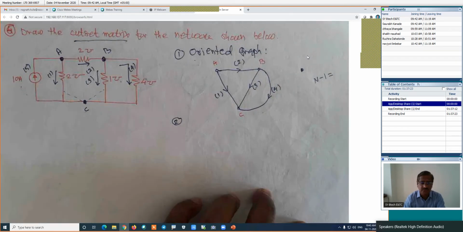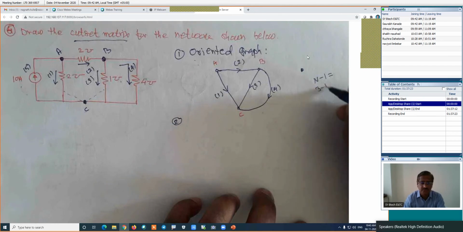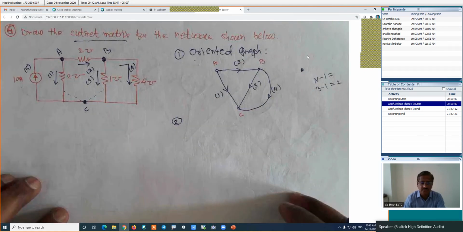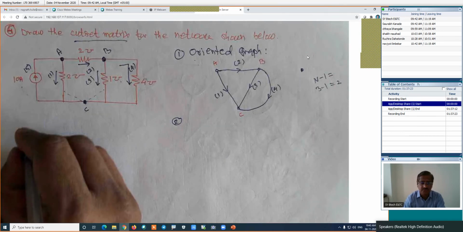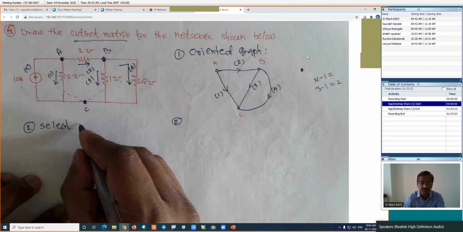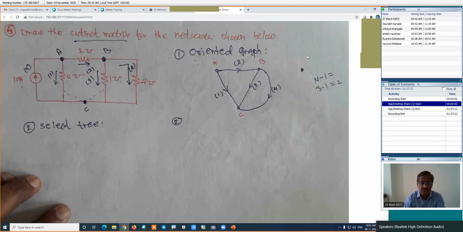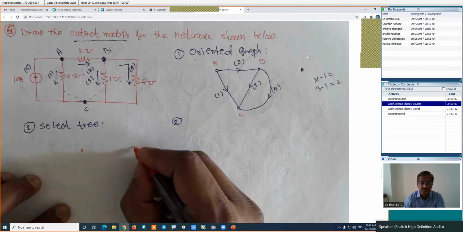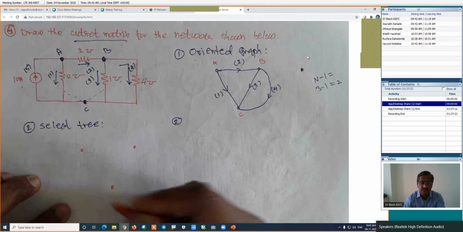How many nodes do we have? 3. 3 minus 1 is 2. It means we should have 2 tree branches. Is it right? If I am drawing the figure here, select a tree. I will select the tree. How is the figure? This is node A, node B, and this is node C.